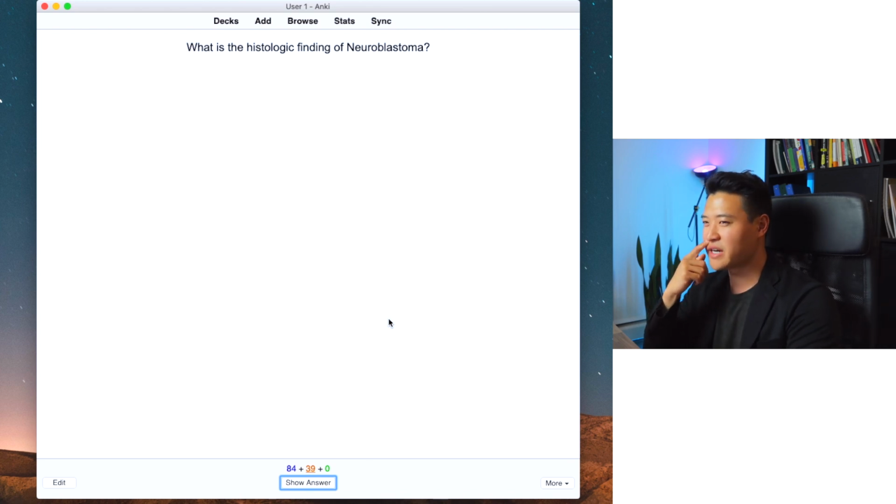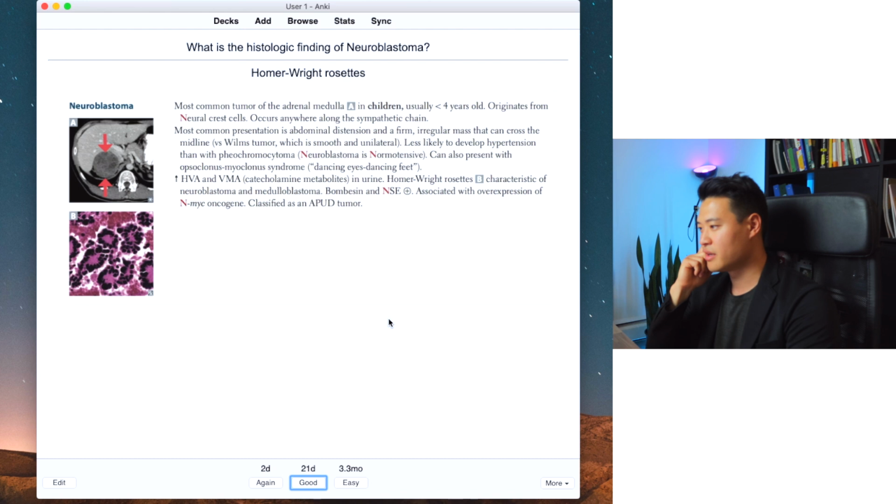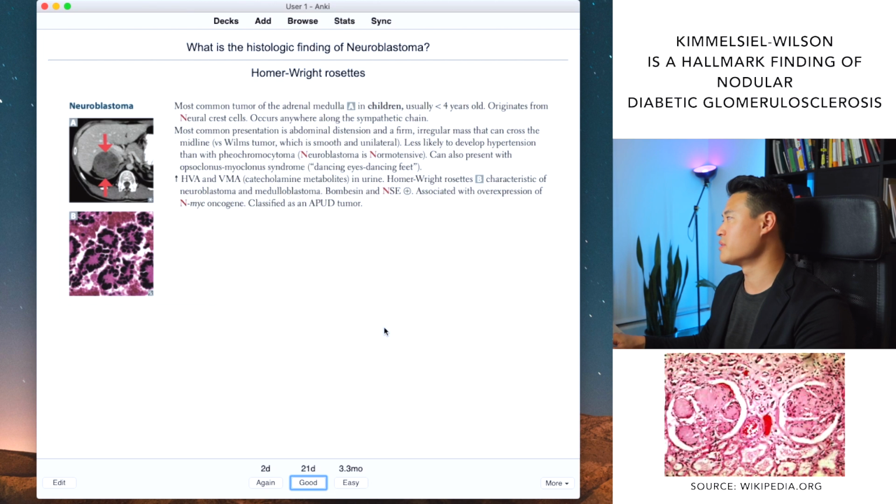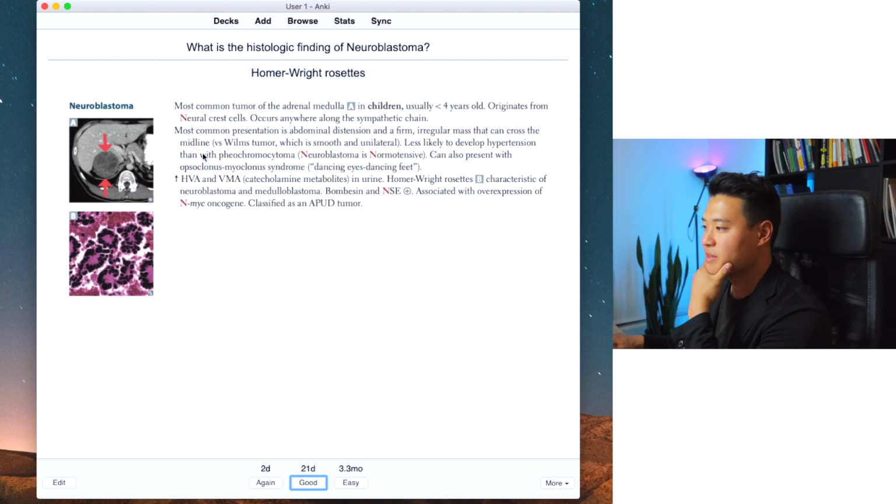What is the histologic finding of neuroblastoma? It's like Kimmelstiel-Wilson, I think. Oh no, that's totally wrong. Okay, so Homer Wright rosettes. So I got that wrong. I remember this picture, but I associated it with something else. I think Kimmelstiel-Wilson is some other pulmonary-related histological finding, but Homer Wright rosettes. So I got that wrong.